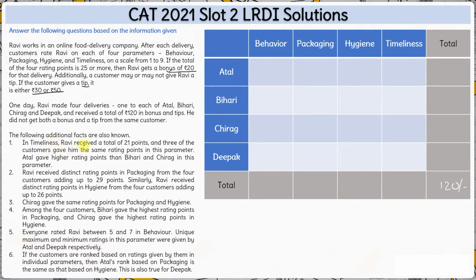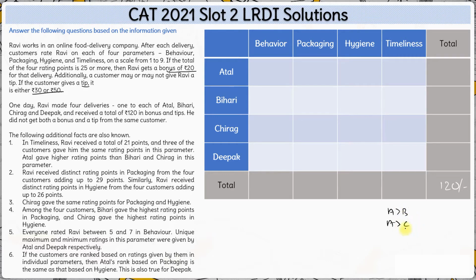In timeliness, Ravi received a total of 21 points and 3 of the customers gave him the same rating points in this parameter. Atal gave higher rating points than Bihari and Chirag in this parameter. So in timeliness, 3 people gave the same rating, 1 person gave some other rating. So Atal's rating was higher than Bihari as well as Chirag. So that means Atal's rating would be different from the other 3 people because Atal is giving a higher rating than 2 people. So these 2 people can have the same rating.